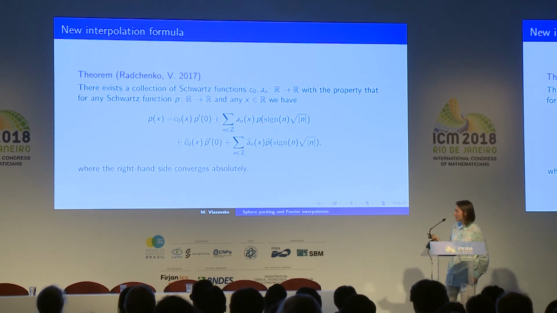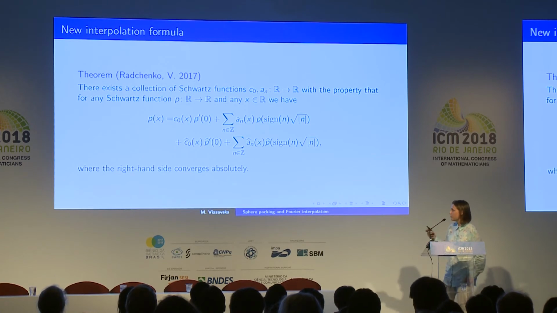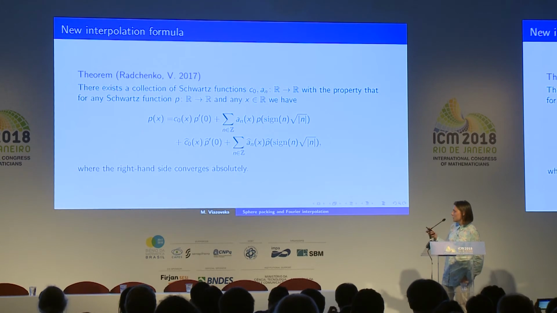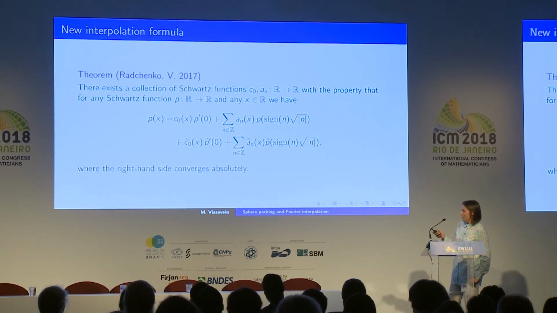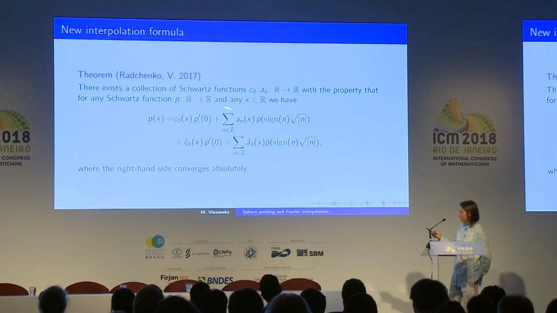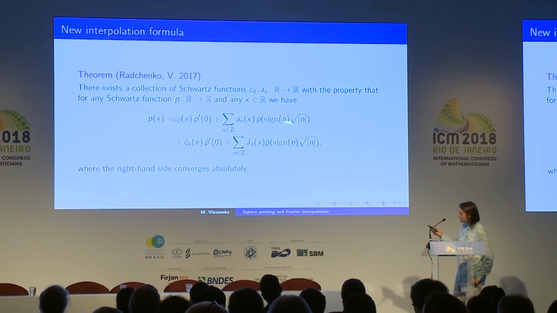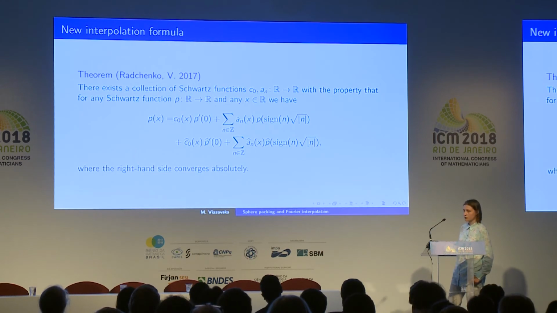This is the following theorem we proved in the easiest case. It would be natural to start from dimension 1, and in principle the same formula holds for radial functions in any dimension. So we found that any Schwartz function on the real line satisfies the following identity, and the right hand side here converges absolutely.